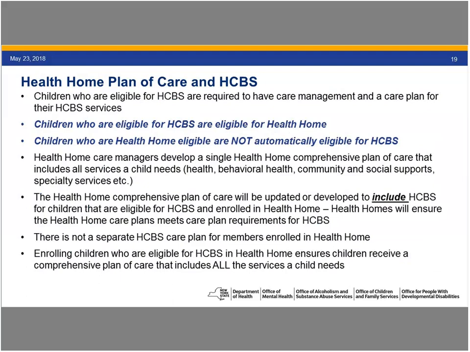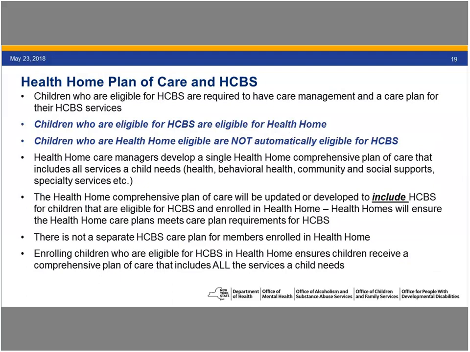So just quickly, some general requirements, so to speak, that we'll be outlining. Children who are eligible for HCBS are required to have care management and a care plan of their services. Children who are eligible for HCBS are automatically eligible for health home to get that care management services. Children who are in health home are not automatically eligible for HCBS. So we want to make clear that you must go through the HCBS eligibility determination for a child, and that child must meet the level of care, the 3-tier process we just went through, to receive HCBS. It is not automatic.